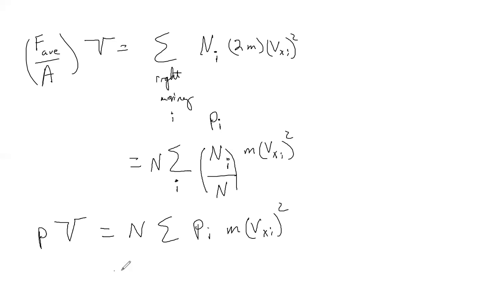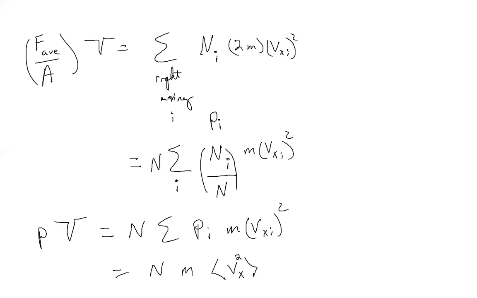Which means I can write this as the number of particles N times the mass times the average x velocity squared, because it's the probability of Vx squared. So this gives me my first formula relating pressure to something about the particles inside the box.